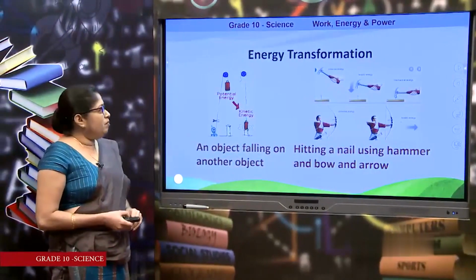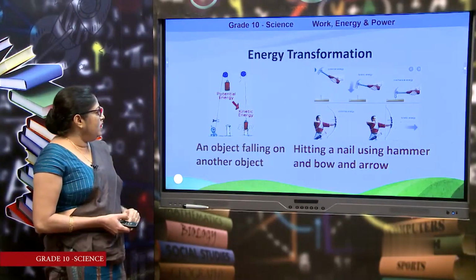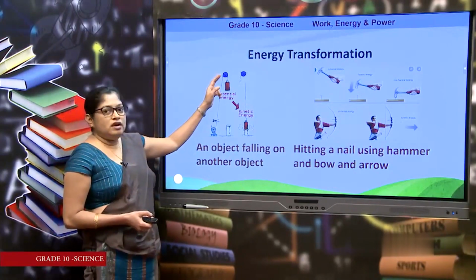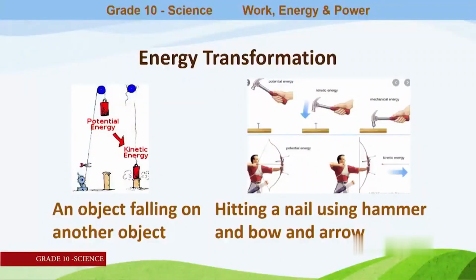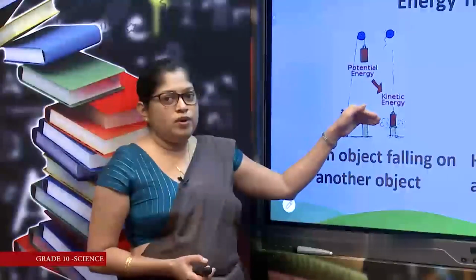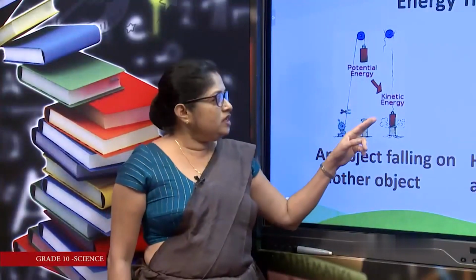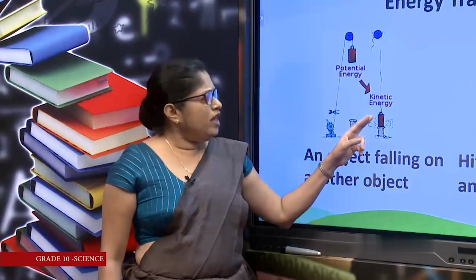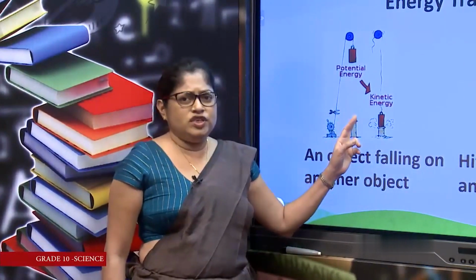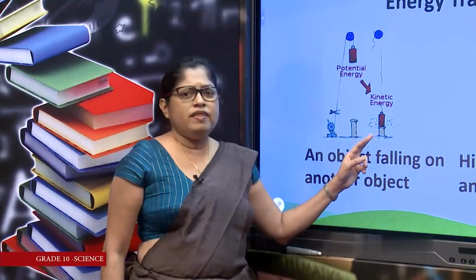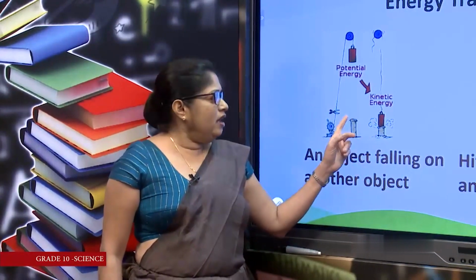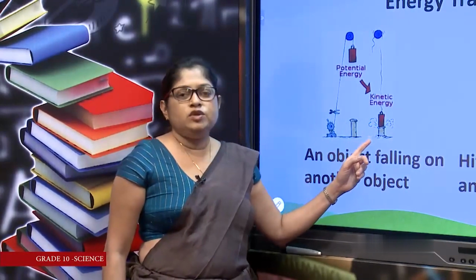Another example for energy transformation: here a weight is raised to a certain height and released. When it is up here, it has potential energy due to the height, and when it is falling down, potential energy is converted into kinetic energy, so that this kinetic energy can do work on another object. You can see this peg is penetrating towards the ground.